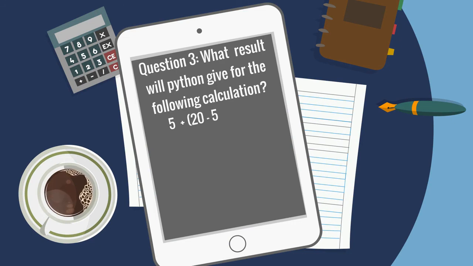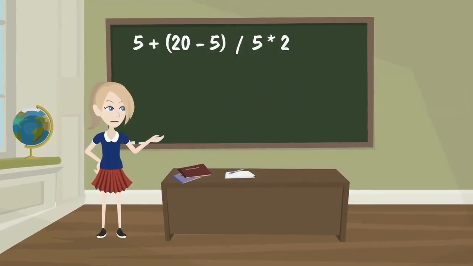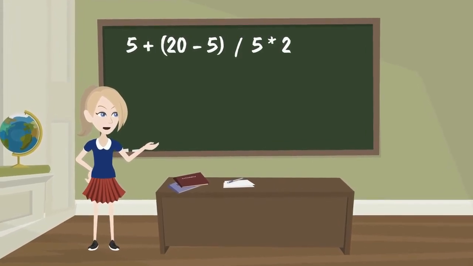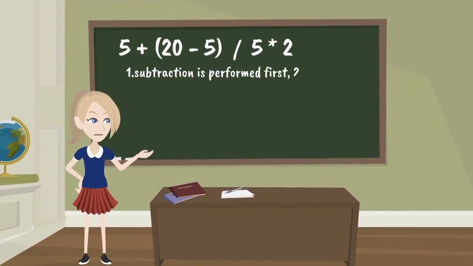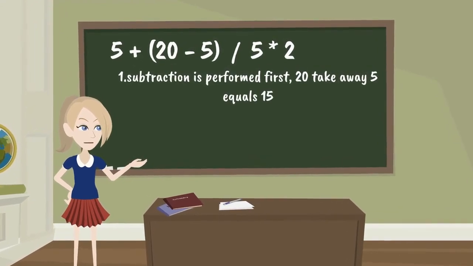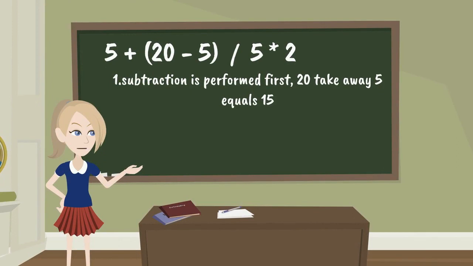5 + (20 - 5) / 5 * 2. Is it A, 8, B, 11, C, 6.5, D, 10, E, 0? You had told me that the operation within the parentheses has higher precedence. So subtraction is performed first, 20 take away 5 equals 15. After that, division and multiplication have precedence, and the operation moves from left to right.